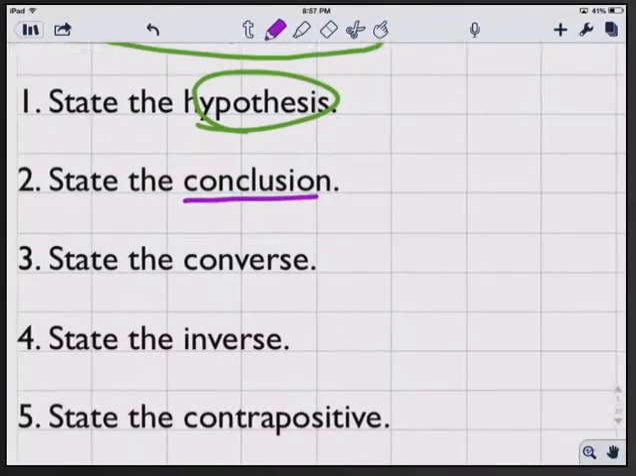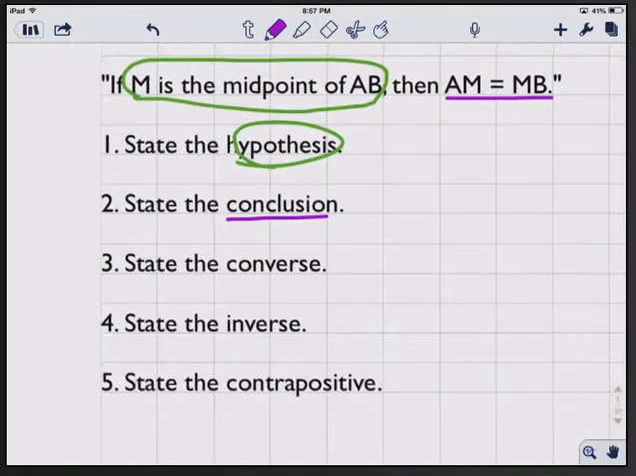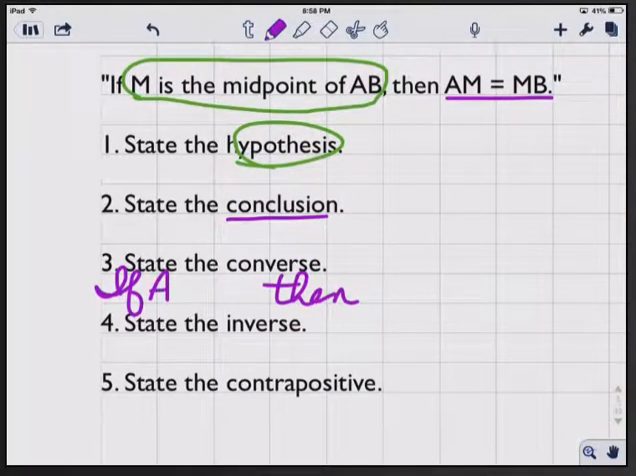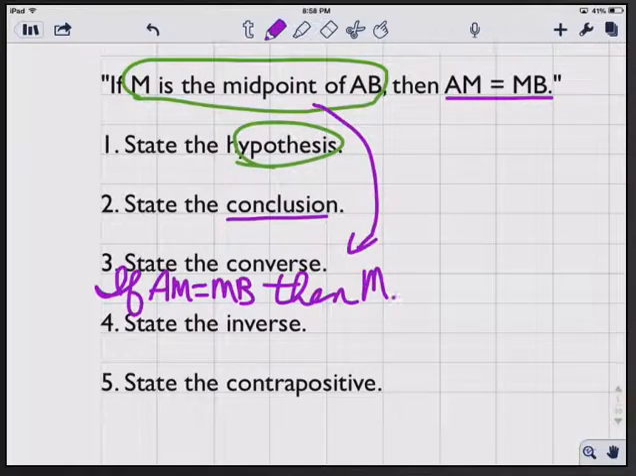To state the converse, we keep the if and the then, and we take what was the conclusion and make it the hypothesis of the new sentence, and we take what was the hypothesis and make it the conclusion. So M is the midpoint of segment AB.